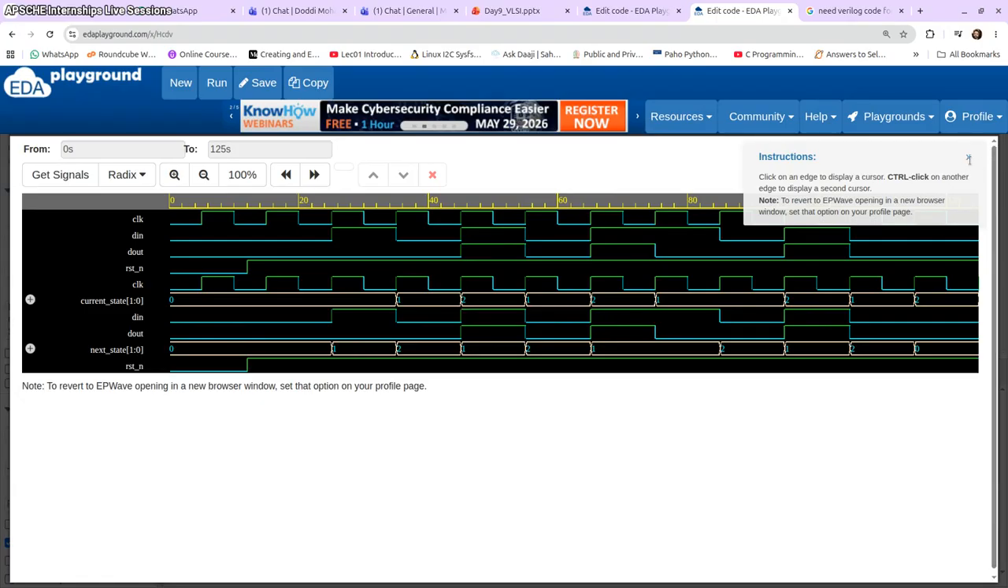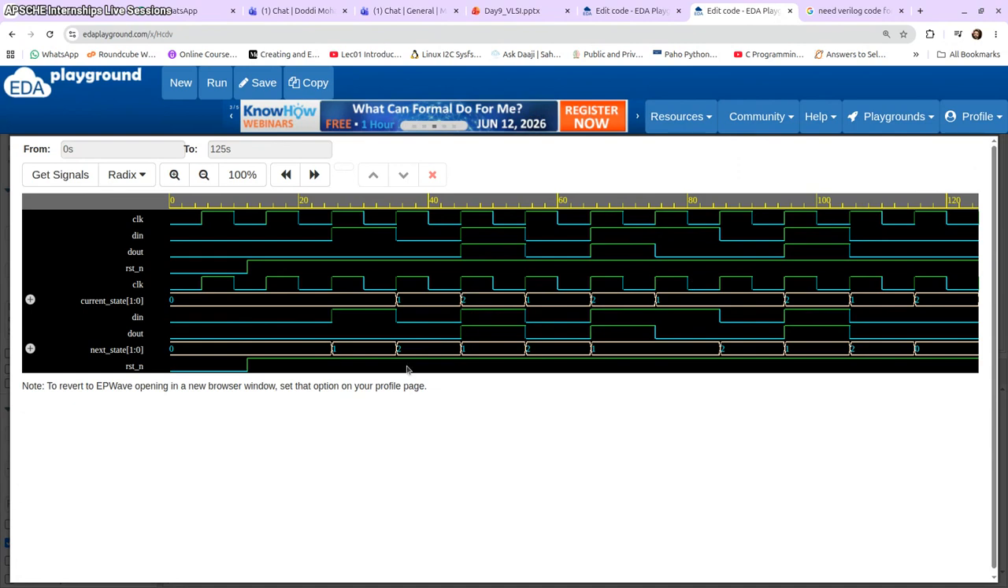Sir, why do I want to learn this? To understand the finite state machine, this sequence detector is a good example. That is what I'm trying to say. And you see that the reset button is always on. When it is off, nothing will happen. Okay, and we are able to see the clock over here, what is the D in and D out, and the current state it is giving, and what is the D out.